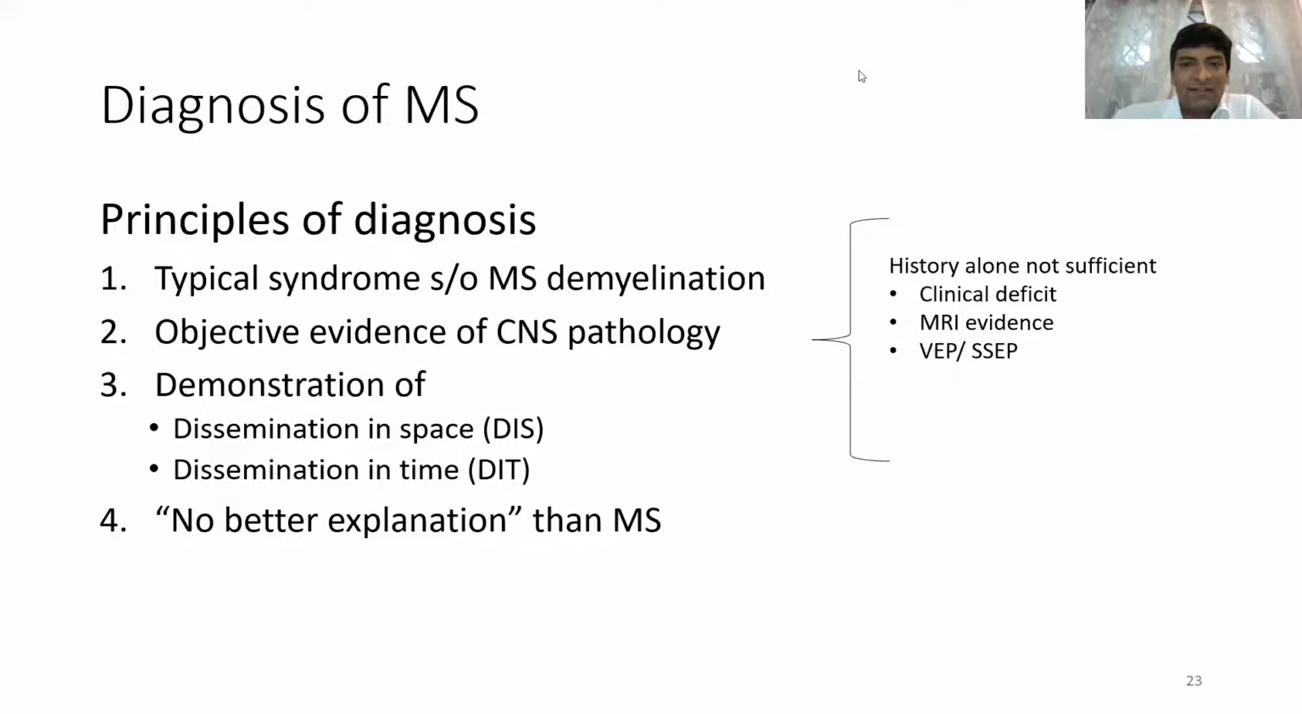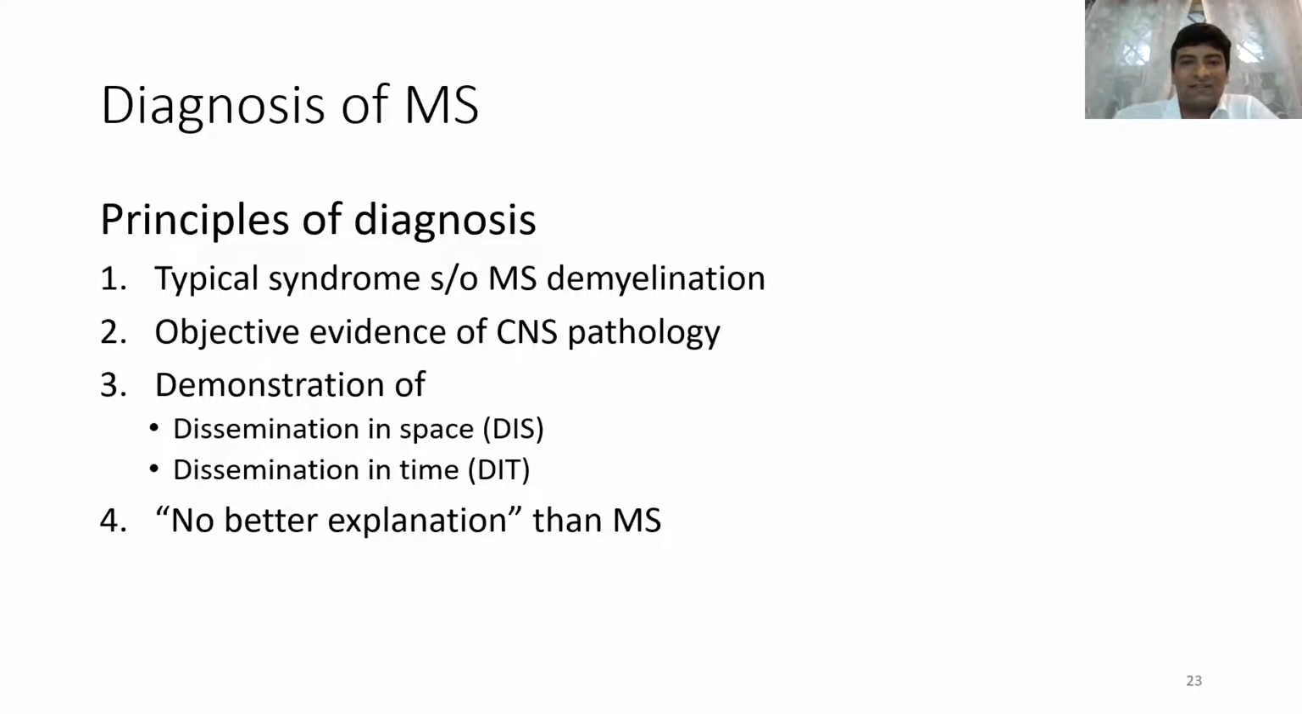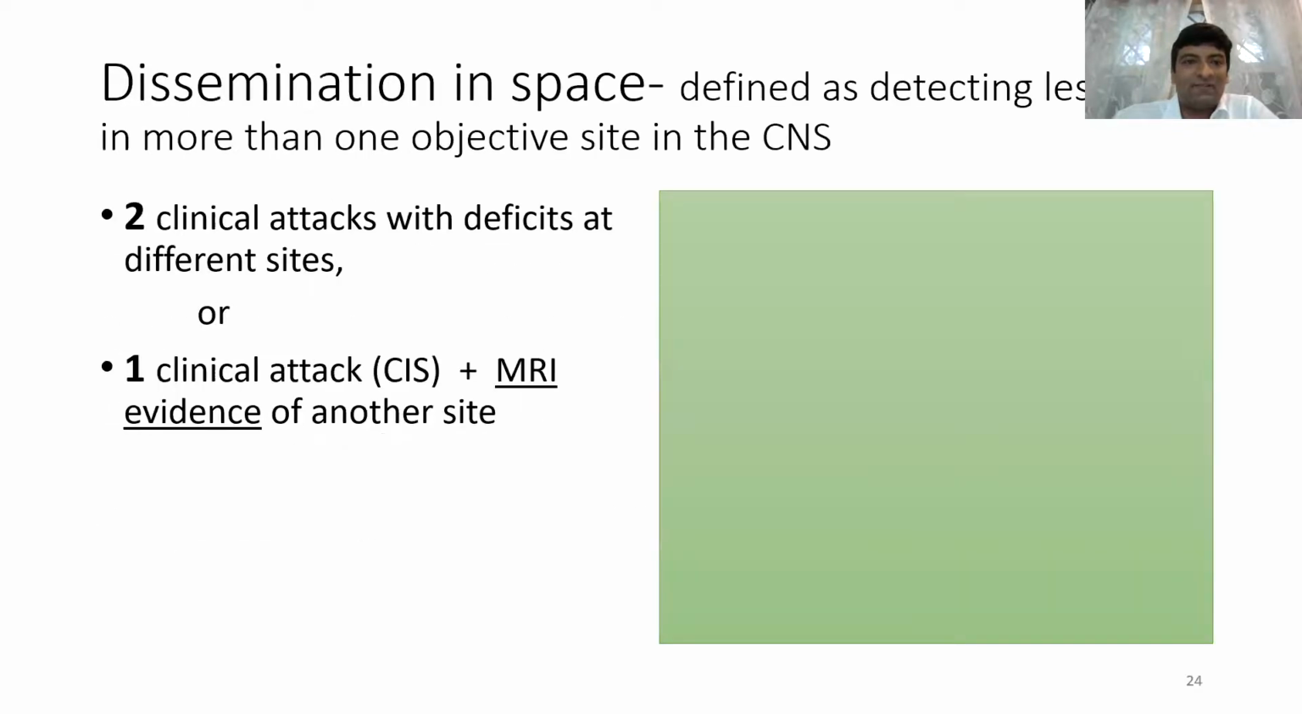Yeah, thank you for your answers. We'll keep moving along. And so MRI or VEP evidence is required. But more than that, MS is a disease which has to establish multifocality and chronicity. So dissemination in space and time has to be proved. And of course, exclusion of other alternatives. There should be no better explanation than multiple sclerosis. So let's look at that carefully.